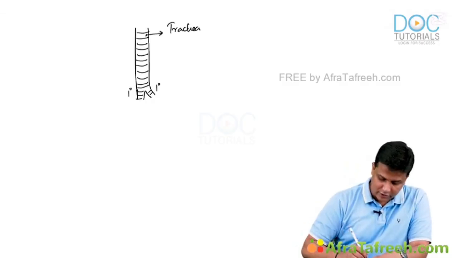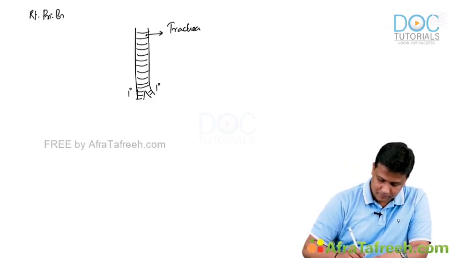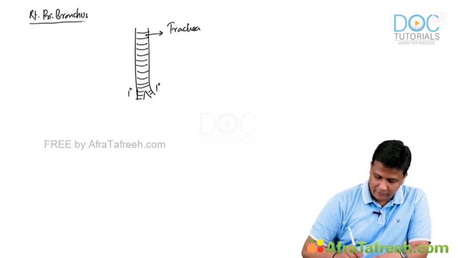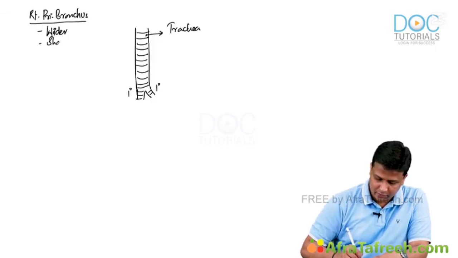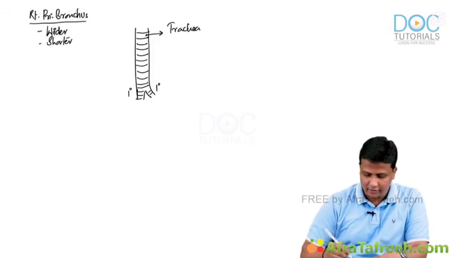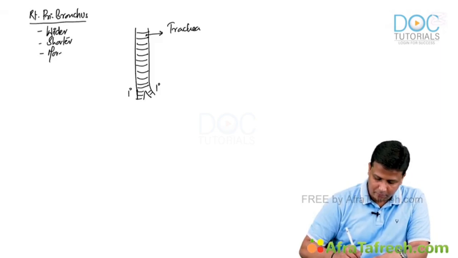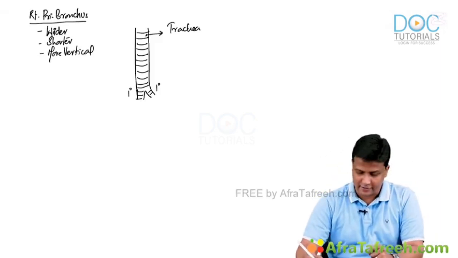Okay, so let us write down these three important properties of the right primary bronchus. So the right primary bronchus, number one, remember it is wider in diameter. Number two, remember it is shorter in length. It is not very long when compared to the left one, and number three, it is more vertical. That is about the right primary bronchus, guys.